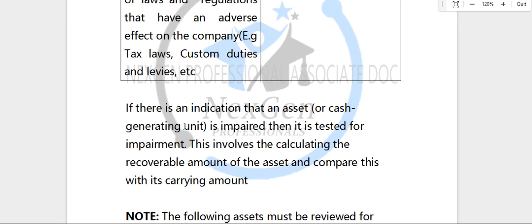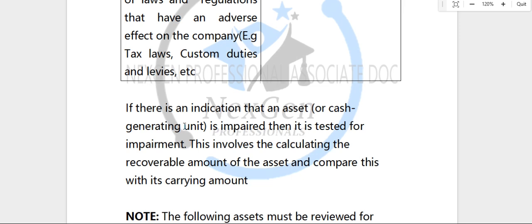Then once you see that there is an indication, the second stage comes into play, and that second stage says you must determine the recoverable amount or recoverable value of that asset. And then the third stage is that you compare them. You compare the recoverable value with the carrying amount. When you see that the carrying amount of the asset is higher than the recoverable value, then you should know that there is an impairment.